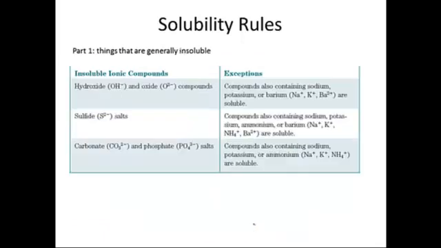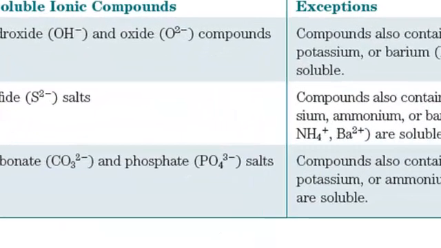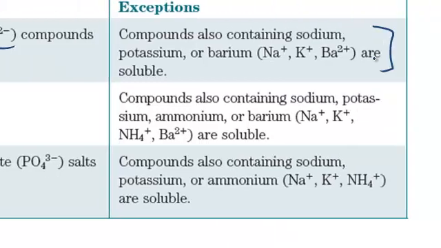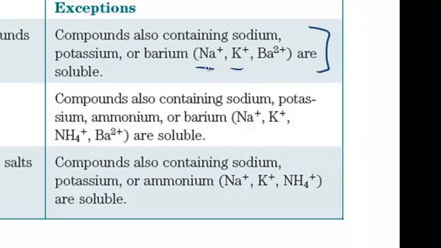Now let's look at the other side of the coin, so to speak, and look at things that are generally insoluble. Most hydroxide compounds are insoluble. Most oxide compounds are insoluble, with the exceptions that we've already talked about, that sodium and potassium salts are generally soluble. In this case, also barium hydroxide is soluble. Most sulfide salts are insoluble, with the exceptions we've talked about before. And most carbonates and phosphate salts are insoluble, with the exceptions we've talked about before.